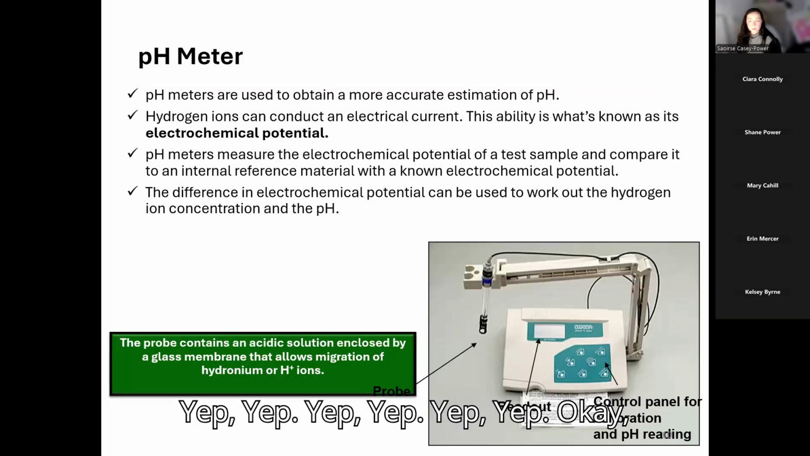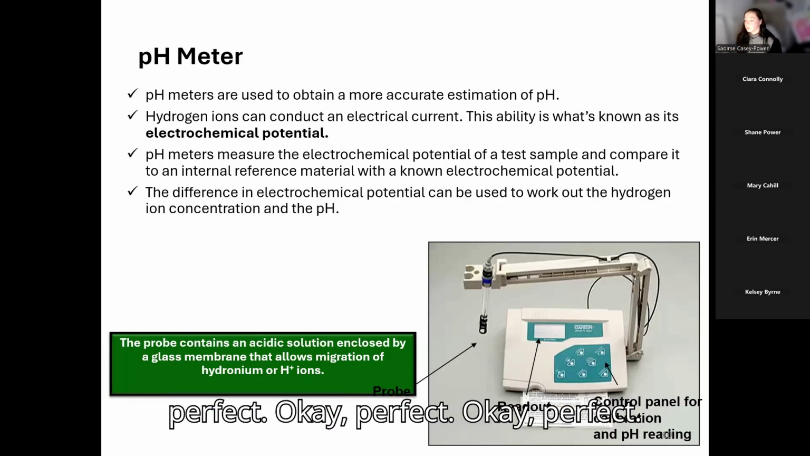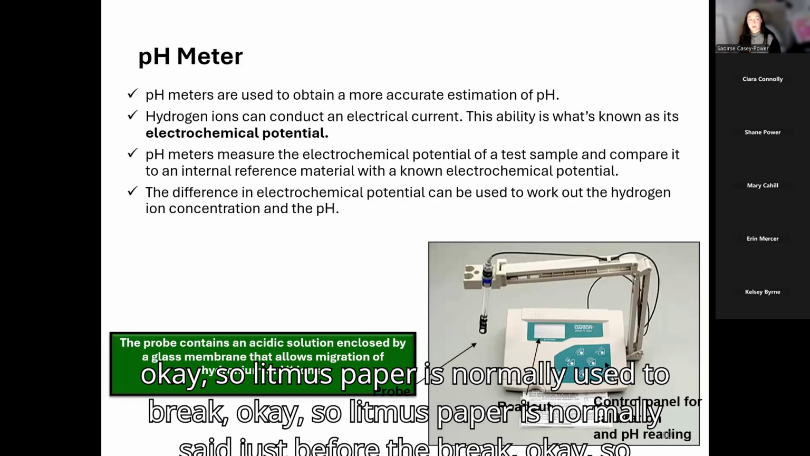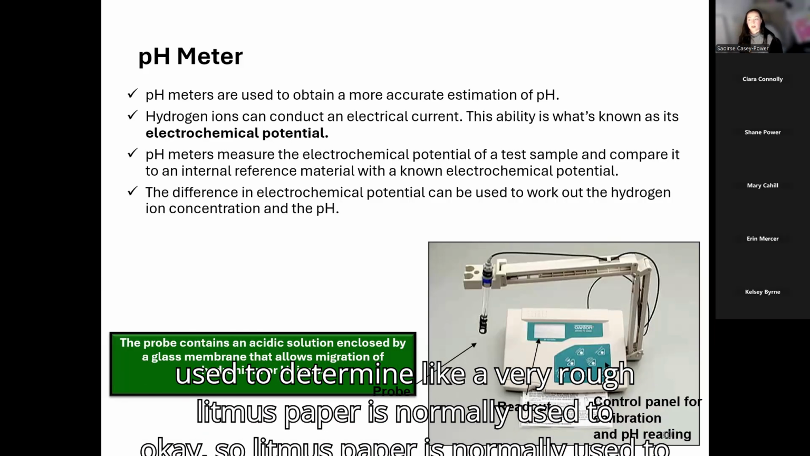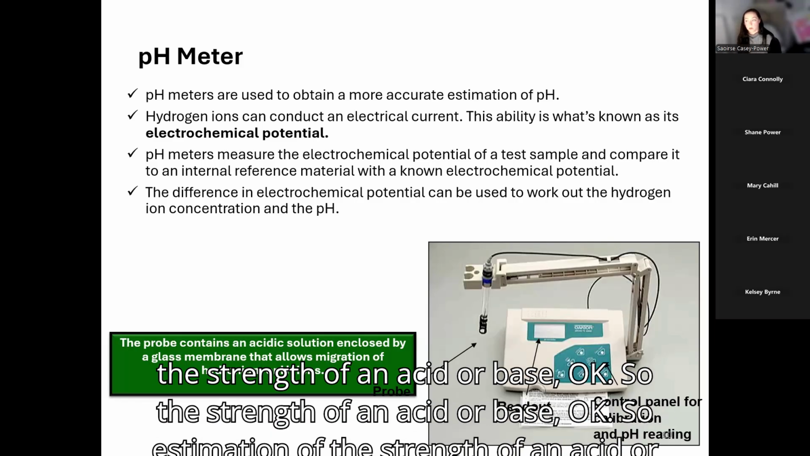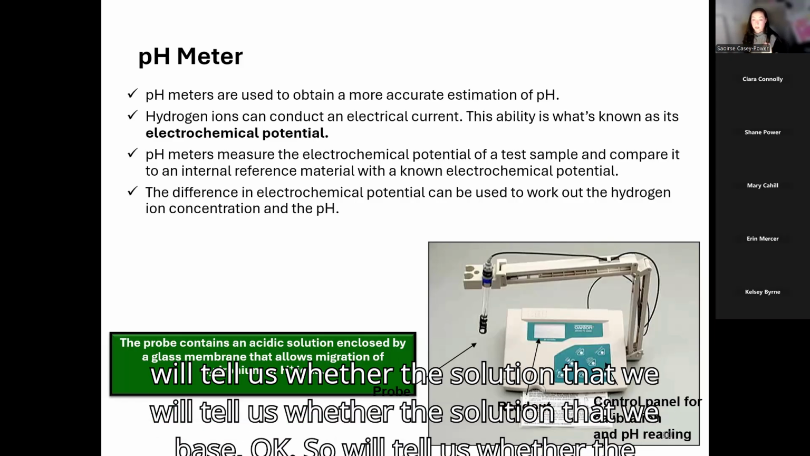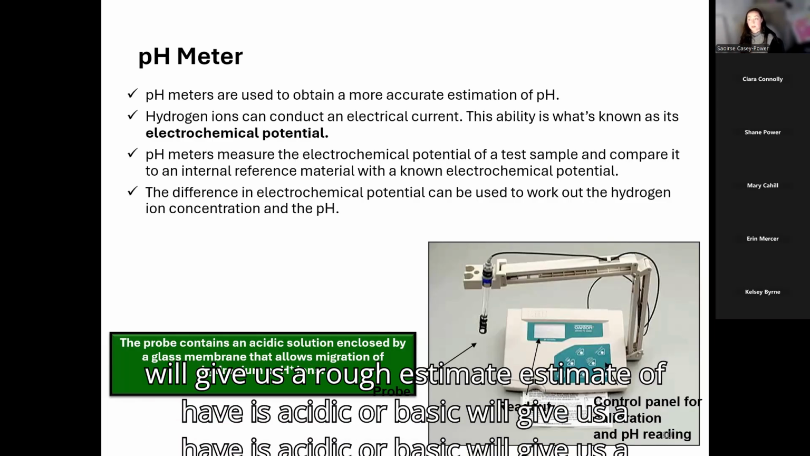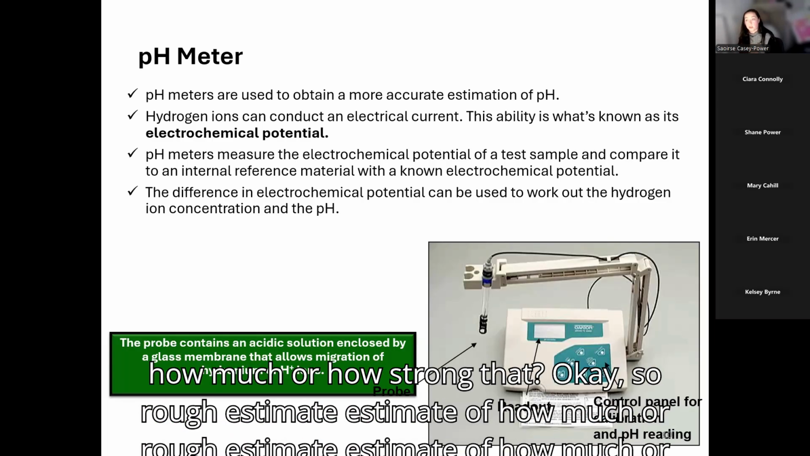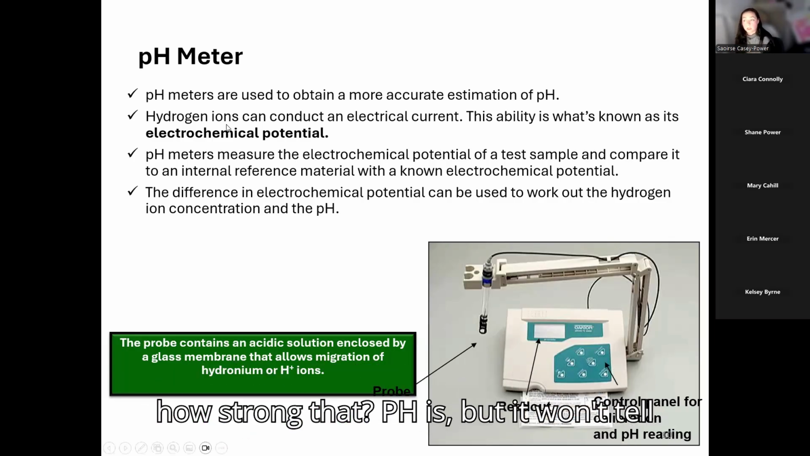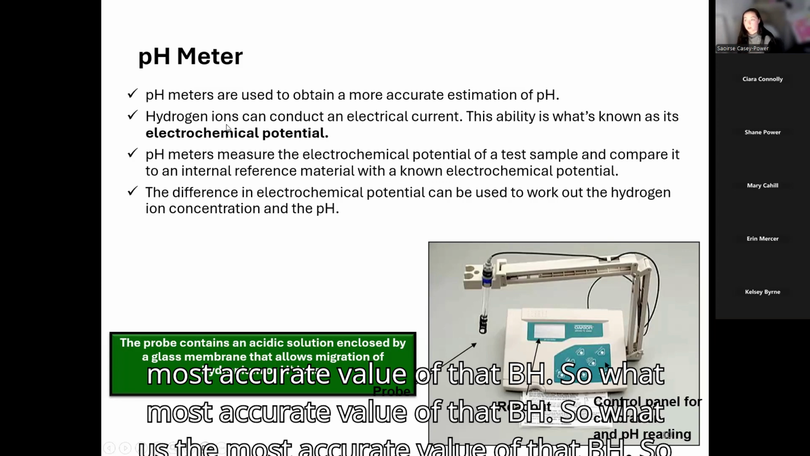Okay, perfect. So like I just said before the break, litmus paper is normally used to determine a very rough estimation of the strength of an acid or a base. So it will tell us whether the solution that we have is acidic or basic. It will give us a rough estimate of how strong that pH is, but it won't tell us the most accurate value of that pH.